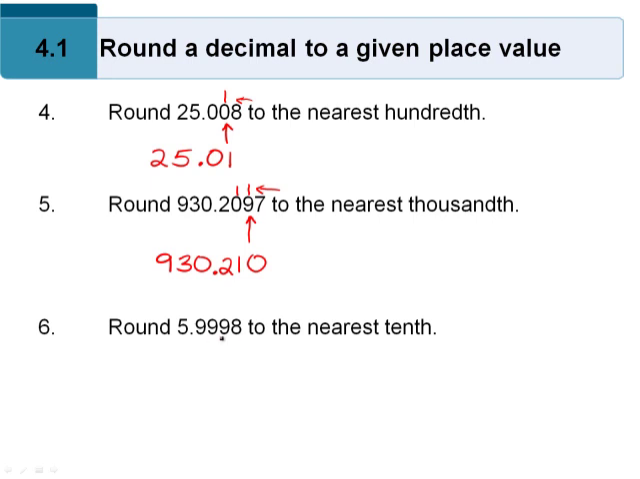Now number 6, this one's kind of tricky. Round 5.9998 to the nearest tenth. So this very first 9 is in the tenths place. So the second 9 is 5 or greater, so we're going to add 1. And 1 plus 9 is 10. You write down the 0 and you carry the 1, and 1 plus 5 would be 6. So you have 6.0 to the nearest tenth.